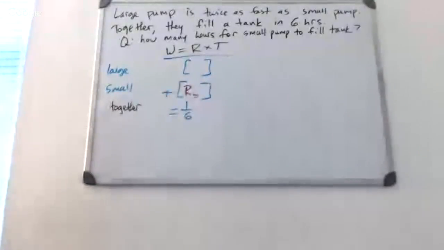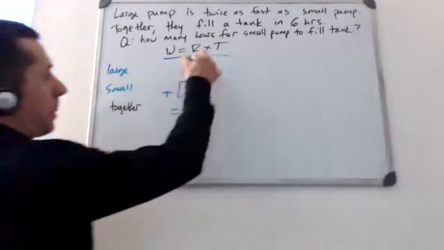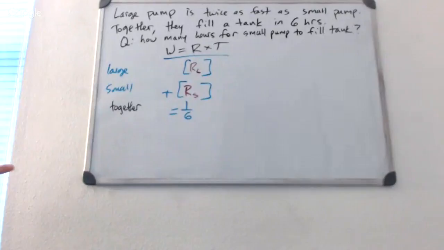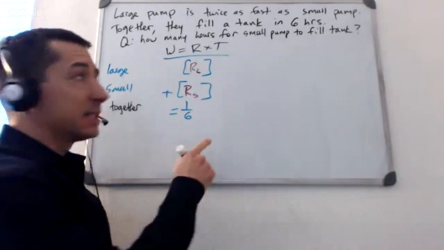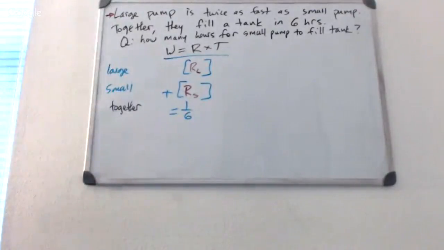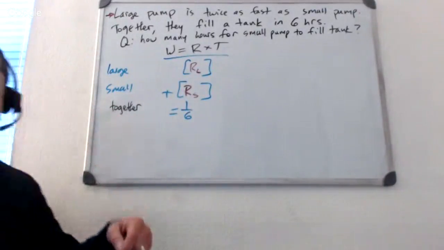RS, there's the rate of the small pump. Great. What's the large pump? You could call that RL if you'd like. Now, fine, but even here, we're making our lives just a little bit harder. We can actually roll this piece of information in right away. The large pump is twice as fast as the small pump.